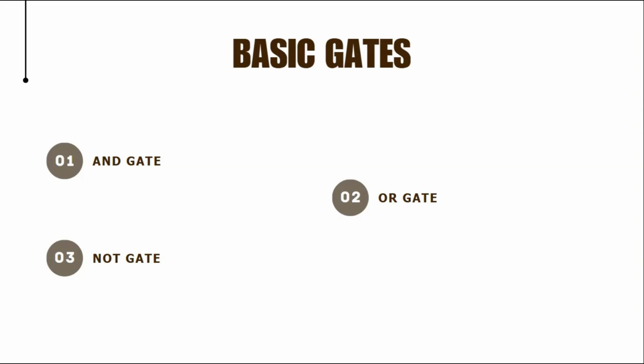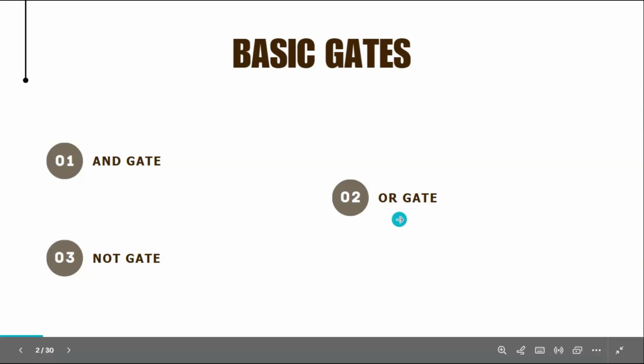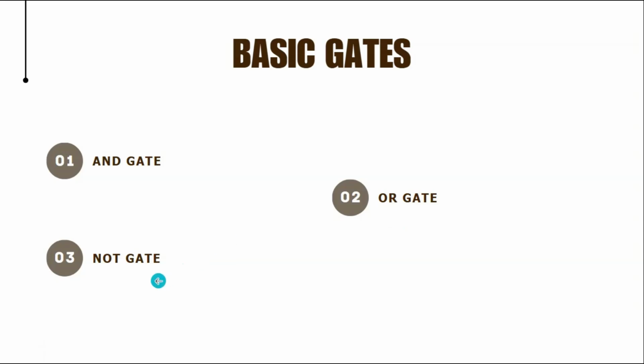There are three basic gates, namely AND gate, OR gate, and the NOT gate. These are called basic gates because logic circuits of any complexity can be realized using just these three gates. Now let's try to know more about these gates in detail.